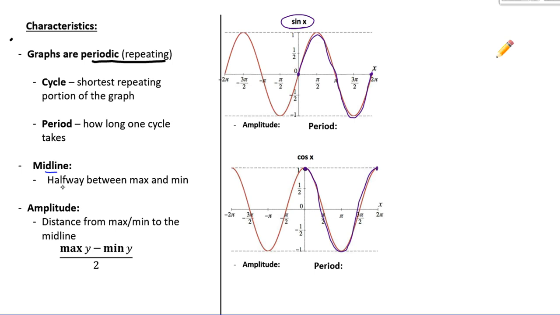Okay, next is called the midline. That's halfway in between the maximum and the minimum. For example, this is the highest spot, this is the maximum. This right here is the lowest spot, so that's the minimum. And halfway between is the midline, this guy right here. The midline, middle of the graph.